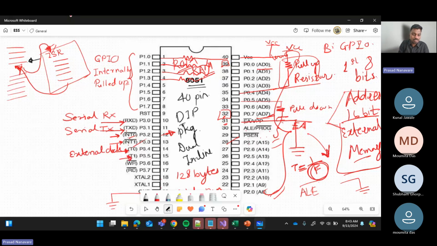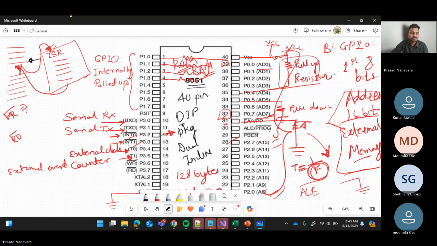T1 is a counter, okay, to count external events. Okay, it is counting external events. So it is a counter and it is an external clock cycle. Okay, then what is write bar and read bar? Okay, write bar and read bar.